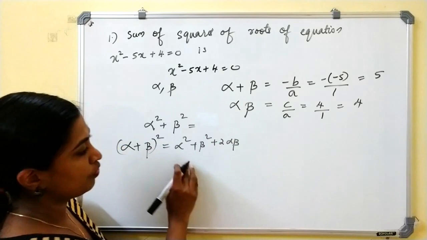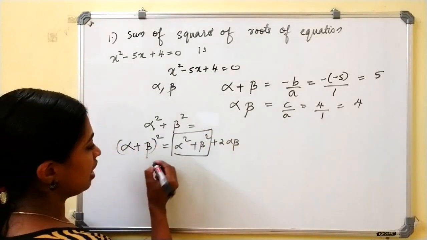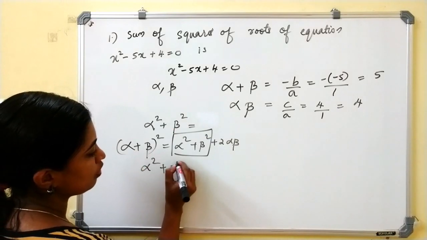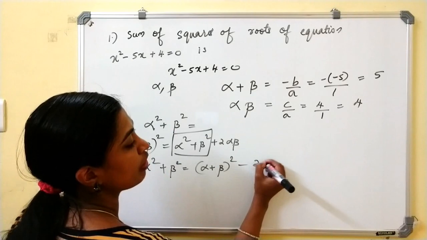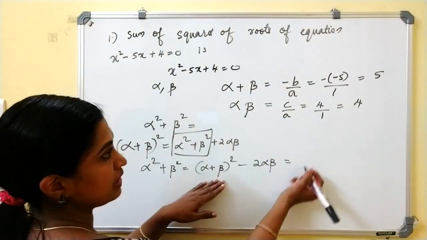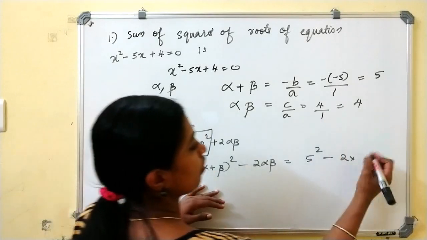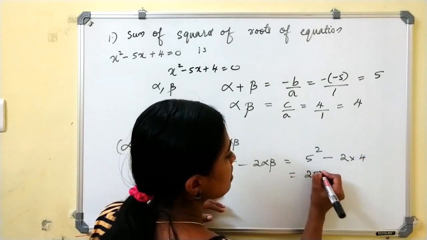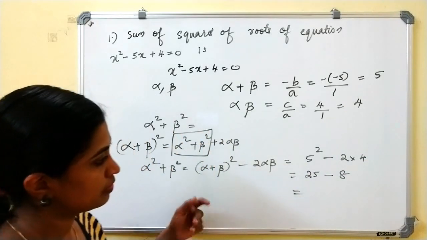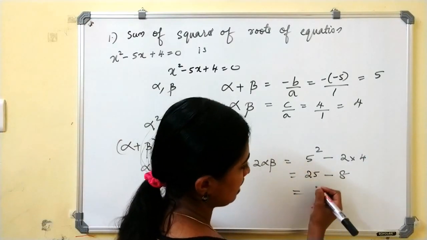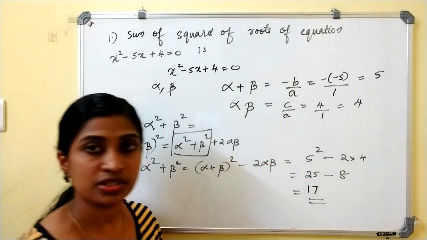So, here we are asked to find this. Alpha square plus beta square is equal to alpha plus beta the whole square minus 2 alpha beta. So alpha plus beta is 5. 5 square minus 2 into alpha beta, which is 4. So 25 minus 2 fours are 8. 25 minus 8 is 17. This is the answer to this question.